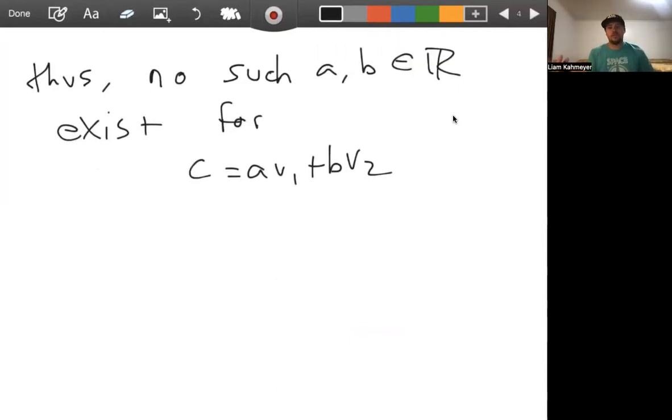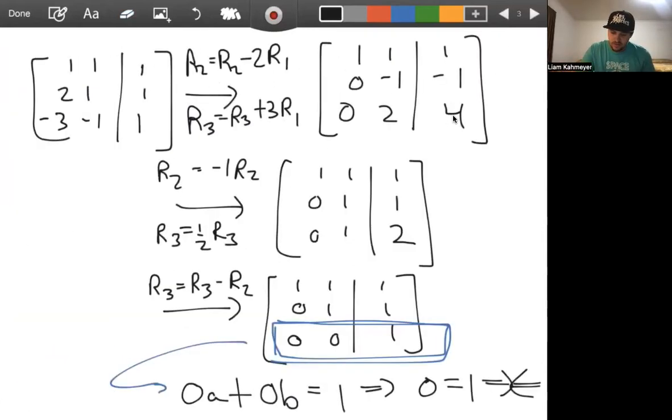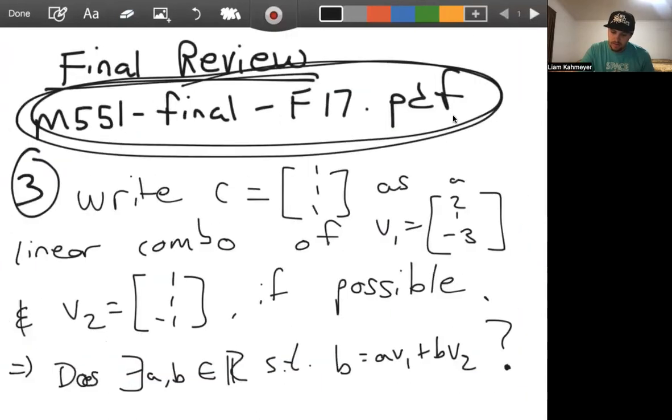And so this means no solution exists, right? We were asked to show that C is a linear combination of the vectors, if possible. We've shown that it's not possible, right? And it's the same process. Cool.